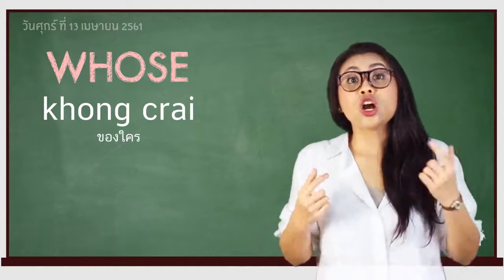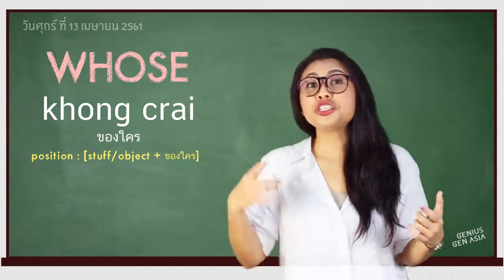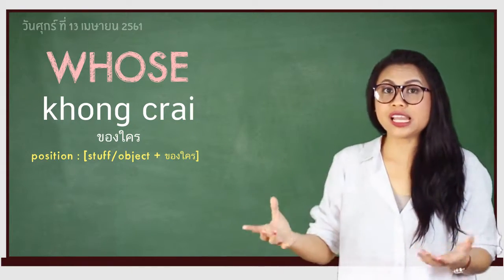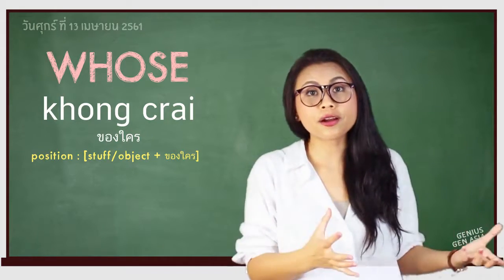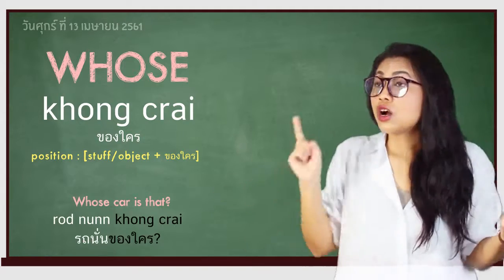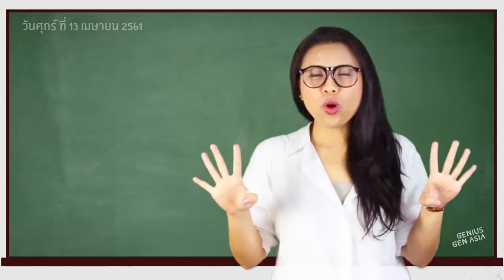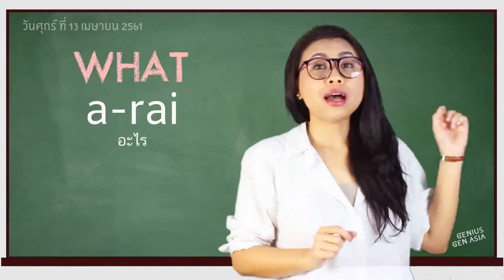The third one, whose. Whose means ของใคร. It's super easy. You just say that stuff or that object and then you ask ของใคร. For example, whose car is that? You just ask รถนั่นของใคร. The fourth one, what, which is อะไร.